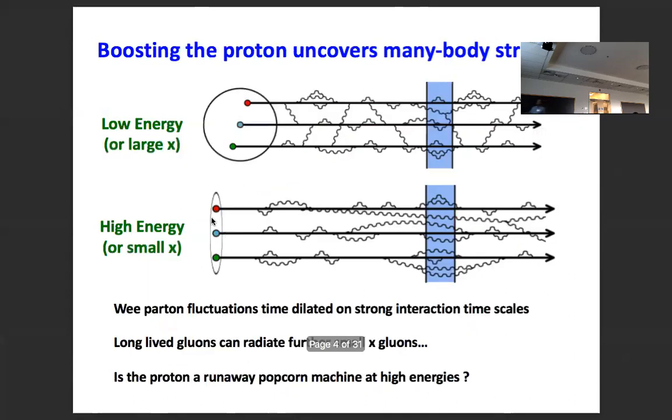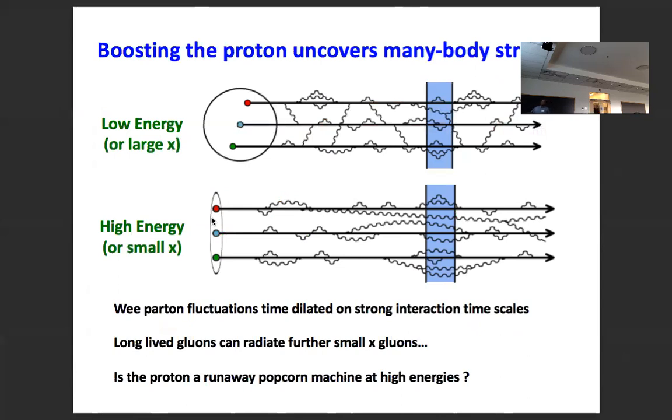So it's this very simple and very self-evident in retrospect picture of the parton model, with the basic message that weak parton fluctuations are time dilated to strong interaction time scales in hadron wave functions. These long-lived gluons can radiate copious numbers of further small x gluons.